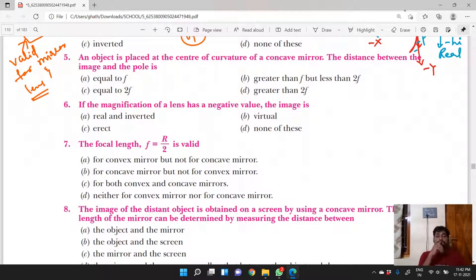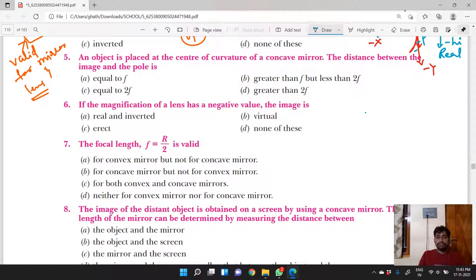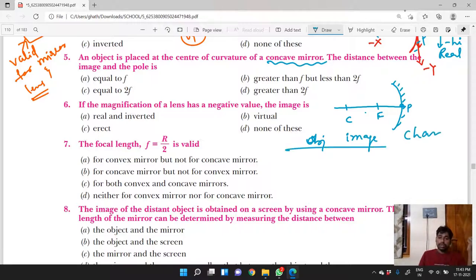Next, an object is placed at the center of curvature of a concave mirror. The distance between the image and pole is? This question is related to image formation by a concave mirror. There are totally 6 cases possible here. Let us take this as a concave mirror. When an object is placed in front of the concave mirror, this is the pole, this is the focus, and this is the center of curvature. So one case is: object at infinity, the image will form at focus.